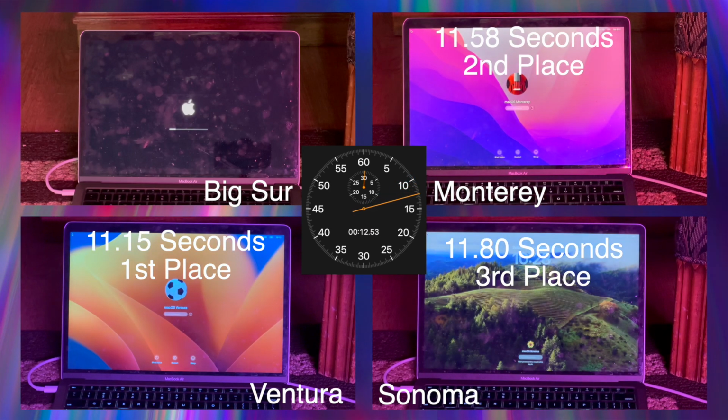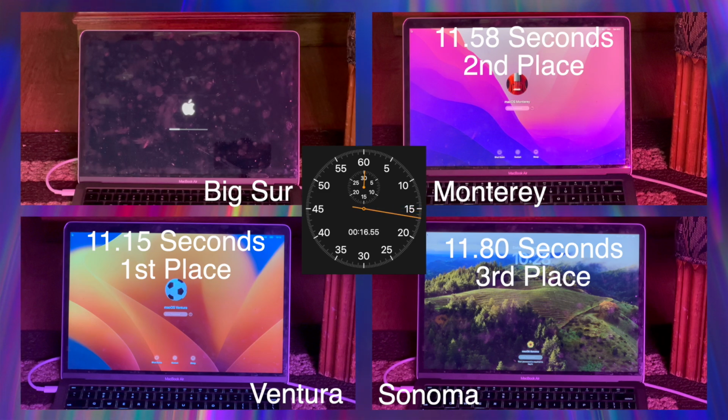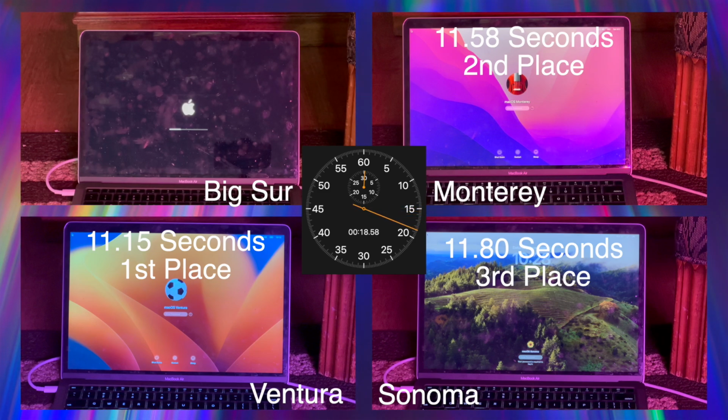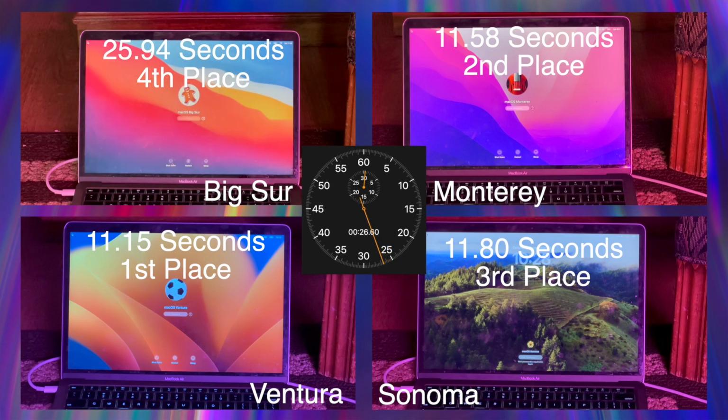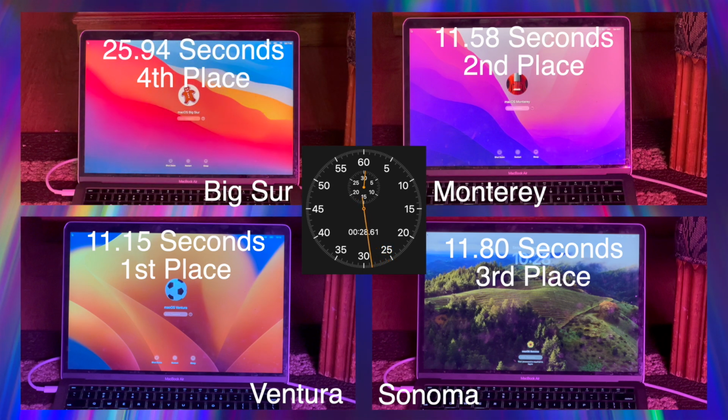Ventura's in first place, Monterey's in second place, Sonoma's in third place, and Big Sur we are just waiting on, and it's just gonna take a while. Big Sur is finally done. It is the slowest by a long shot.